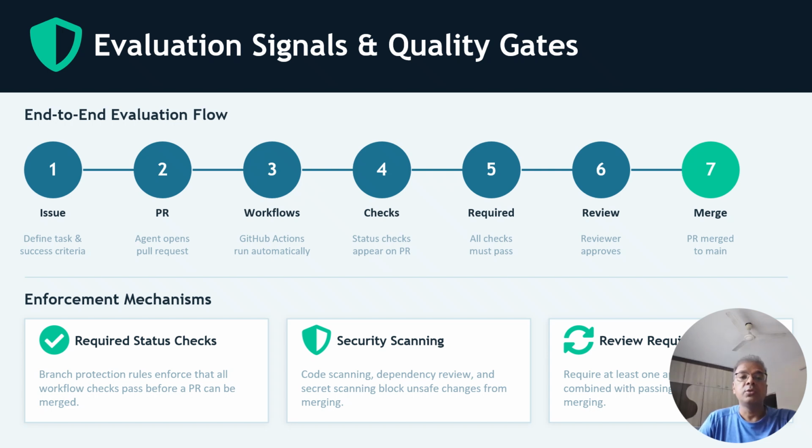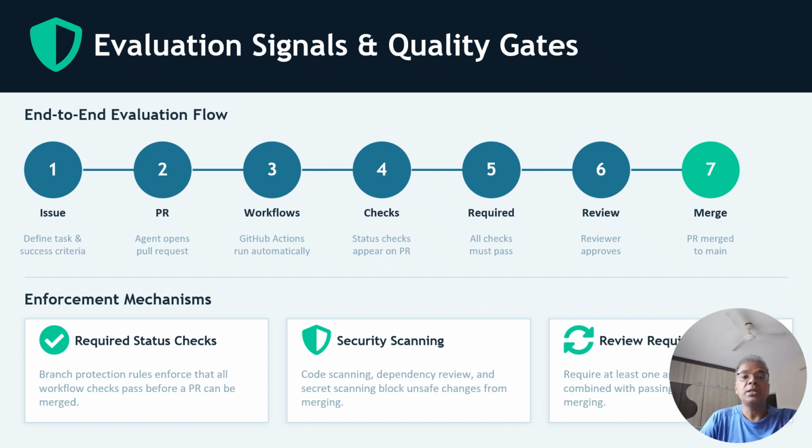One, you create an issue which defines the task. Number two, the agent opens a PR. Number three, GitHub Actions trigger automatically. That is the workflow step. Then status checks surface on the PR. Number four. And number five is required checks, which you have made mandatory. They must all pass. Number six, a reviewer approves, then the merge happens.